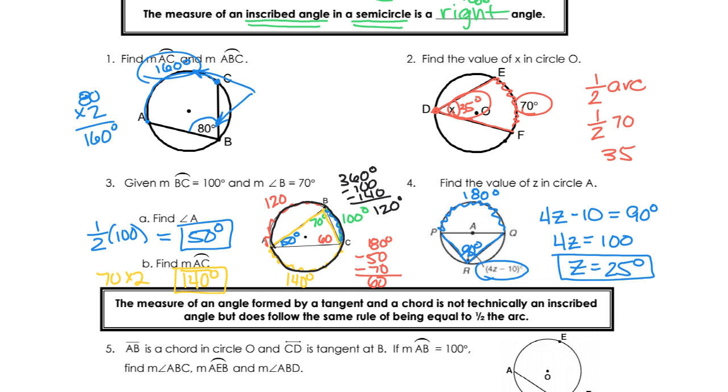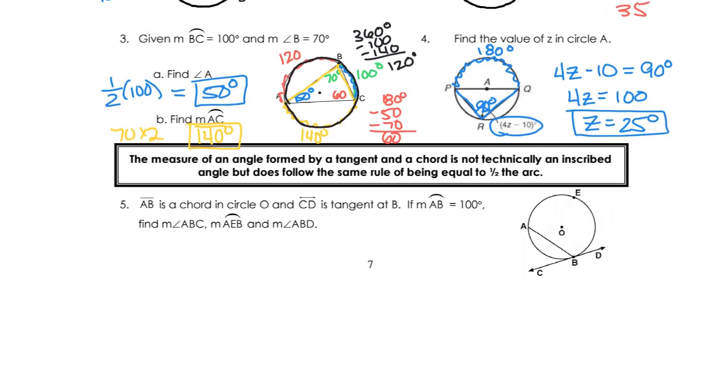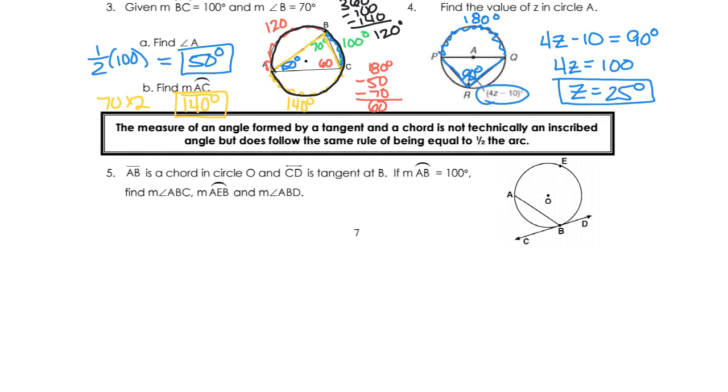We'll go ahead and go down to this little text box here. It says that the measure of an angle formed by a tangent and a chord is not technically an inscribed angle, but it does follow the same rule for being half the arc. So in number 5 here, AB is a chord in circle O, CD is tangent at B, the measure of arc AB, so this one here, is 100 degrees. And they want us to find these 3 things. The 2 angles that we see and the 1 arc that's left over.